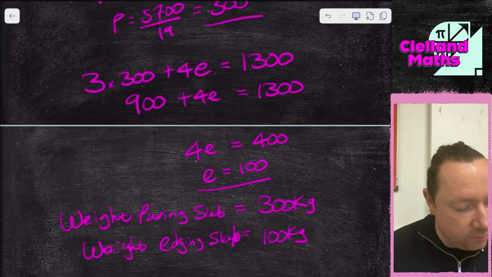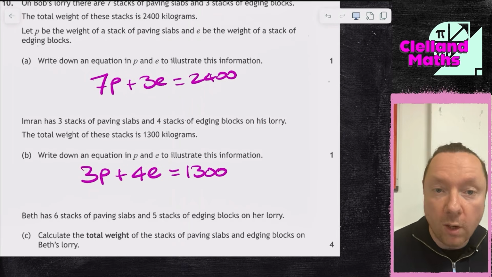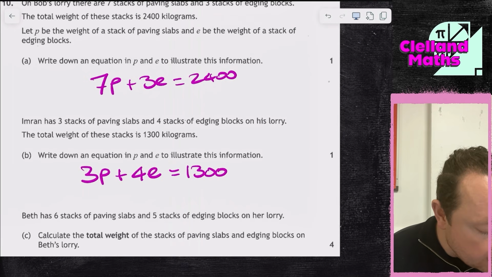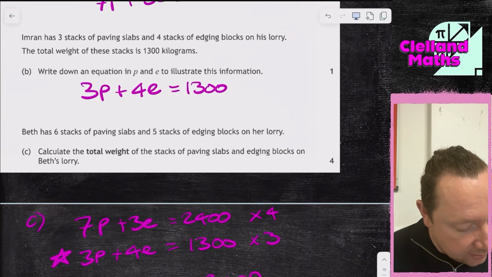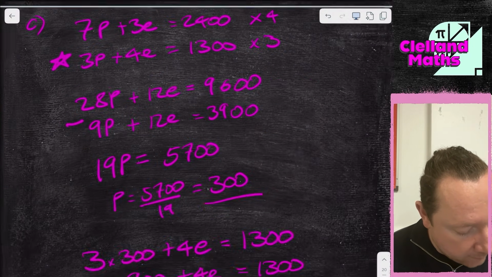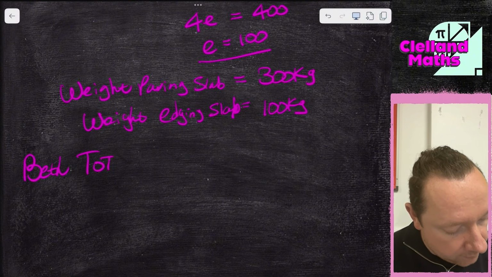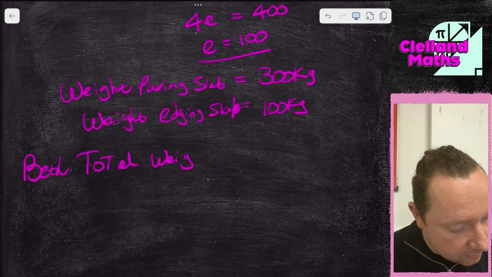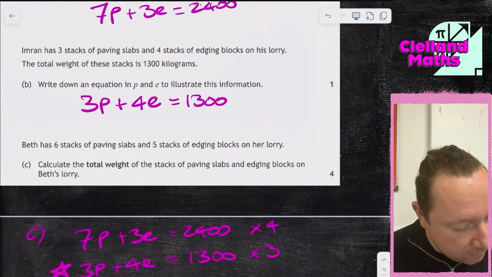If you've stopped there, you've missed something, because it does say calculate the total weight of stacks of paving slabs and edging blocks on Beth's lorry. Let's just make sure Beth's only got one lorry. Beth's got a lorry, Imran had his own lorry, and Bob had a lorry. So it's just Beth's lorry. So it's 6p and 5e. So for Beth, we can say her total weight is given by 6p plus 5e.